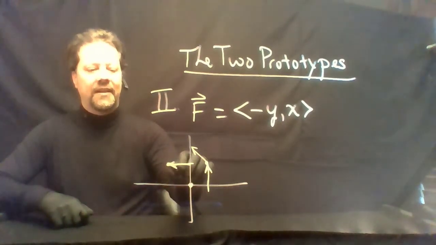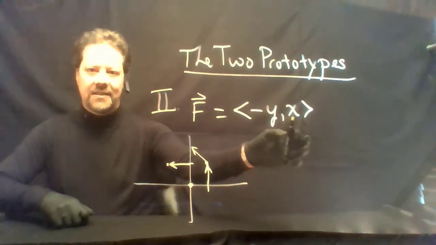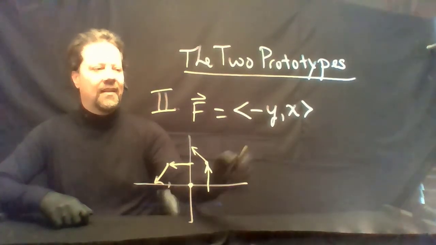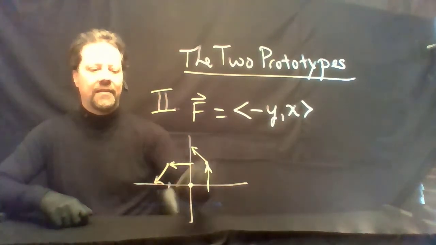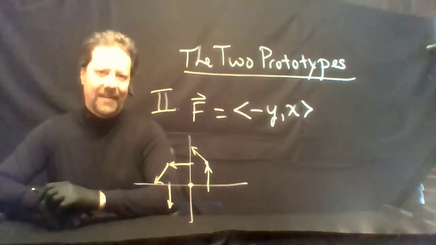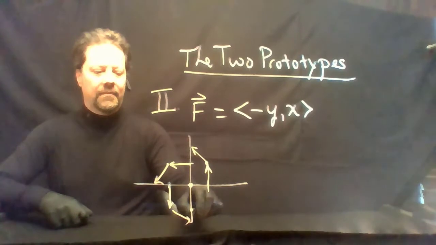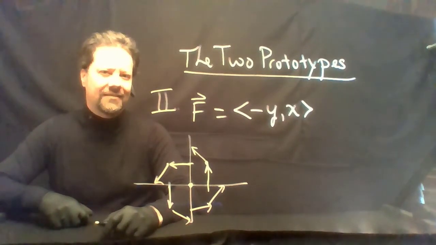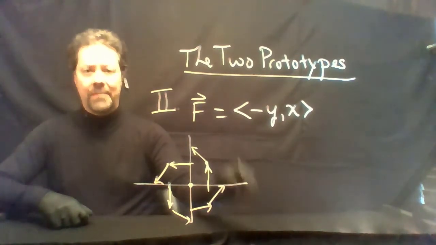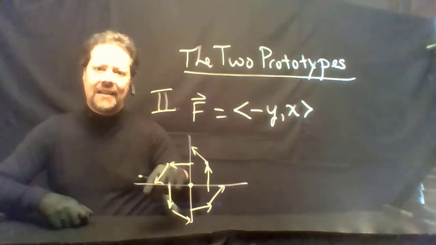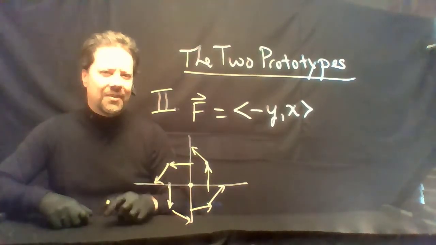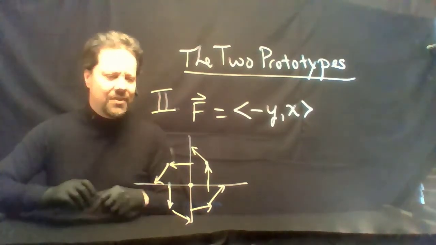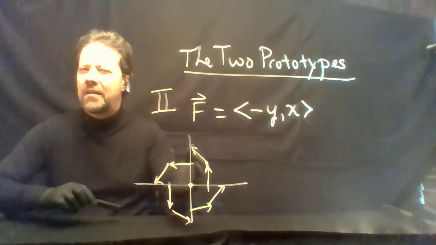At the point (-1, 1), x is -1, y is 1, so you get (-1, -1). At (-1, 0), you get (0, -1) as output. And so on, all the way around. How would you describe these vectors? The farther out you go, the bigger they get, but they keep cycling around the origin. How would you describe that? To implant a word in your brains, could you say that this vector field has some curl?